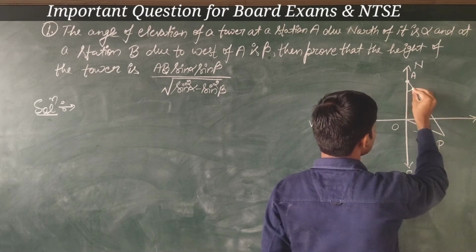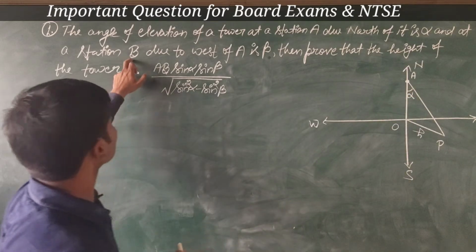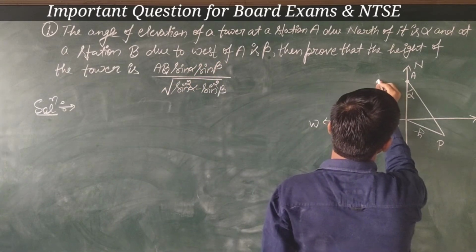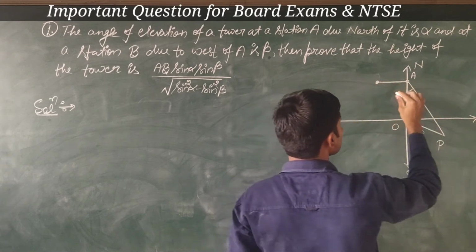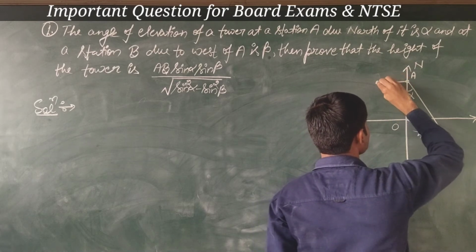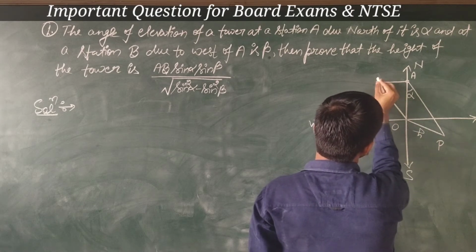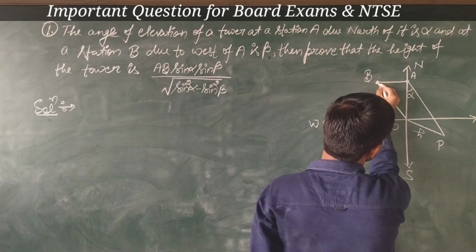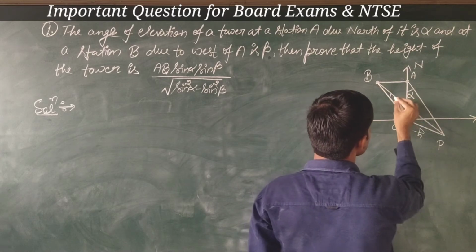So suppose this angle is alpha. Now there is another station B due west of A, where the angle of elevation is beta. Suppose station B is here, in the west of A. Initially we will draw the base. From this point B, this angle is beta.